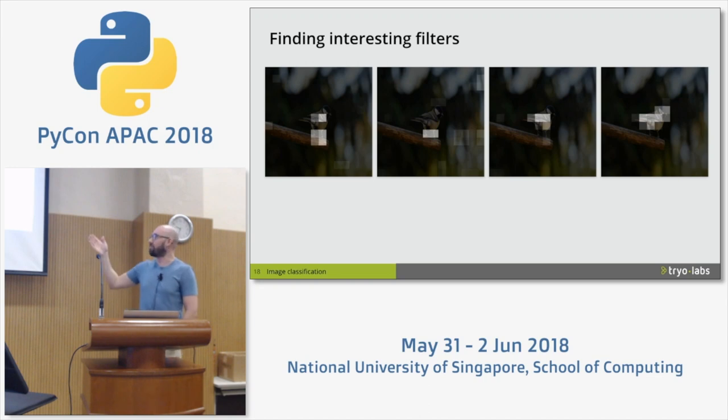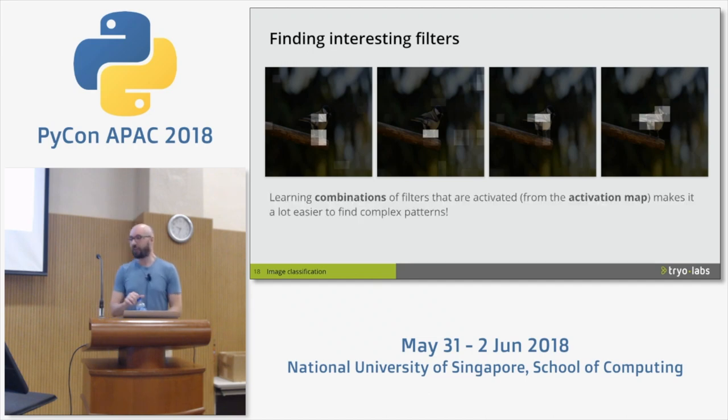We have like 500 of those filters, so I just handpicked the ones that looked interesting to me, but there are many others that activate on different features. I, for example, found some that actually activate on the stick. So it's interesting to understand what this network is doing in order to then understand how we're going to do object detection based on this.